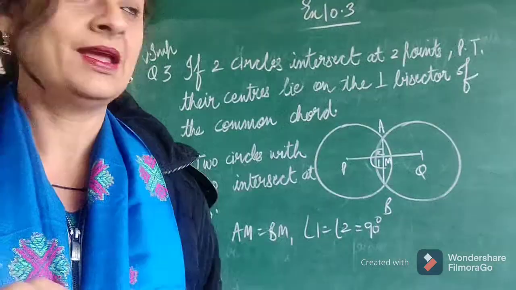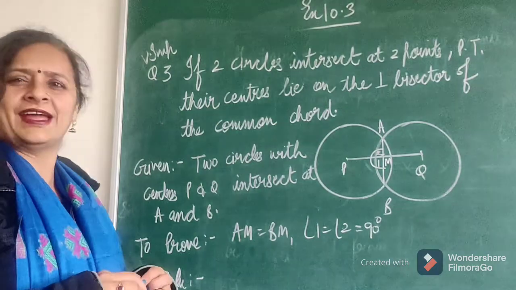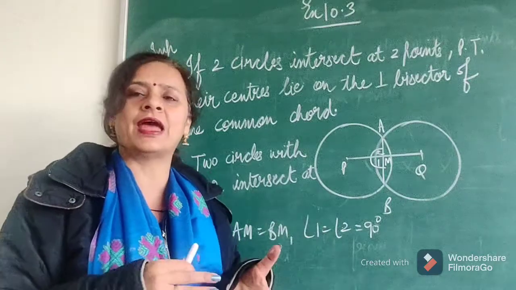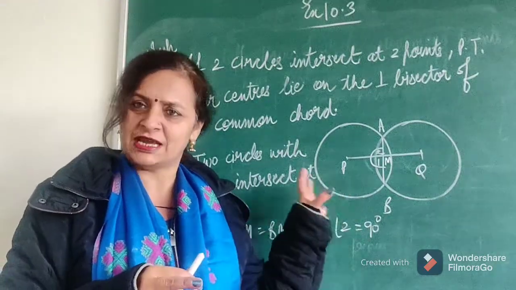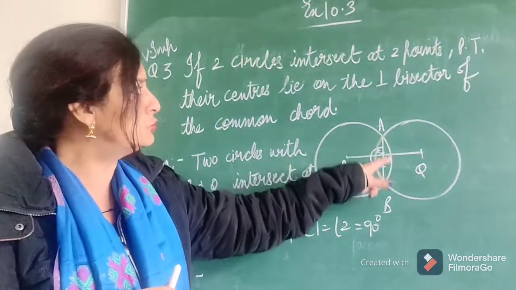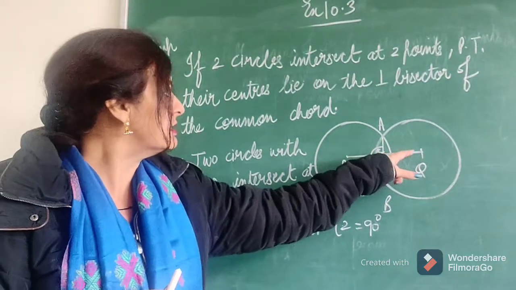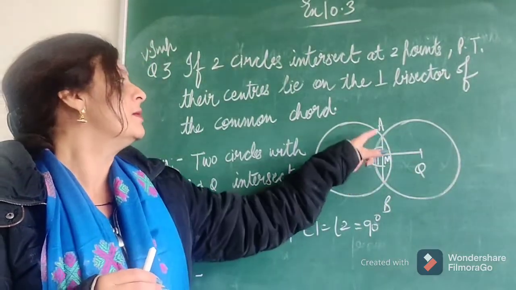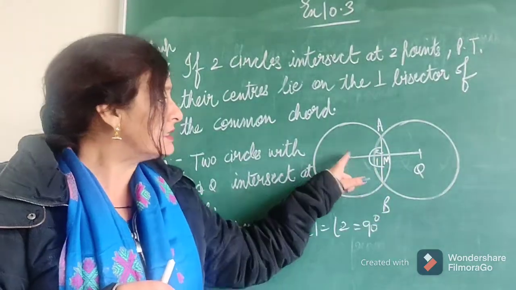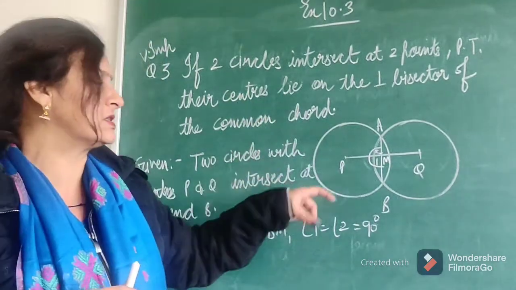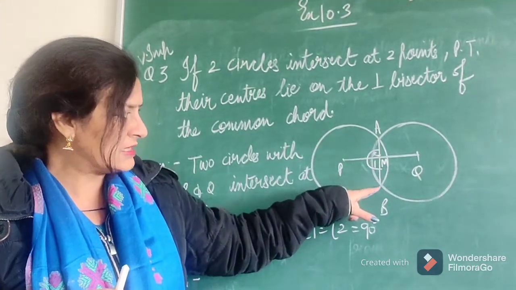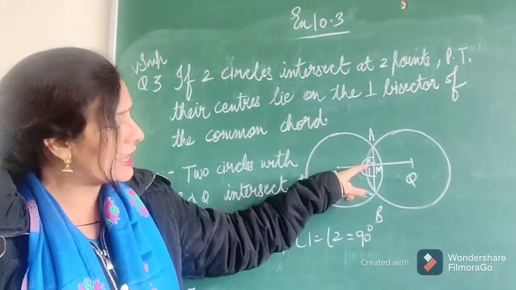Let's do question number 3. Question number 3 is important and a little bit difficult. You need to understand it very carefully, because 30% of students commit a mistake in understanding the language of this question. This question says that if two circles intersect at 2 points, prove that their centers lie on the perpendicular bisector of the common chord. Here AB is the common chord and the centers lie on the perpendicular bisector of the common chord. That means we have to find the bisector of AB, and the angles are at 90 degrees.